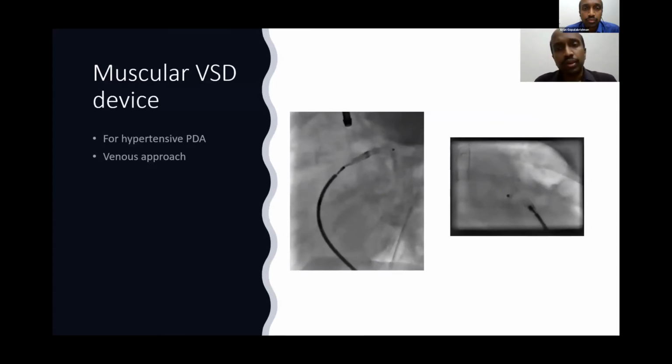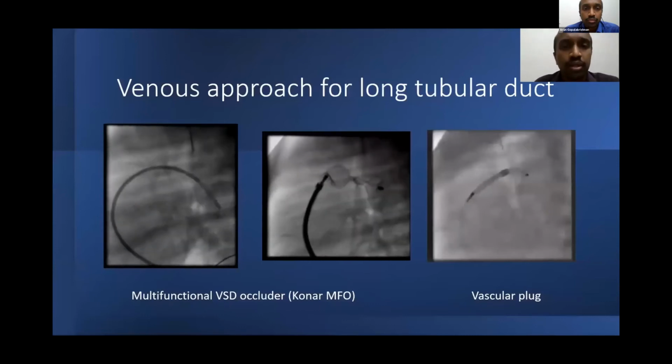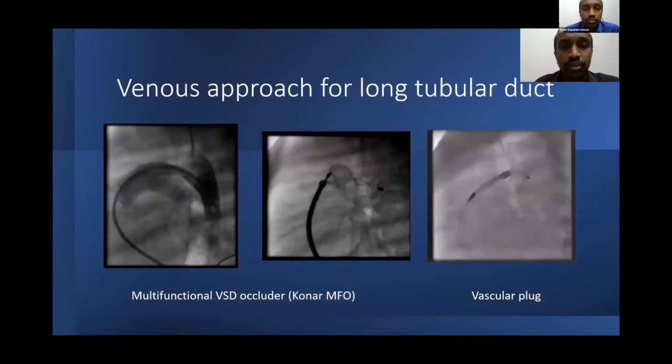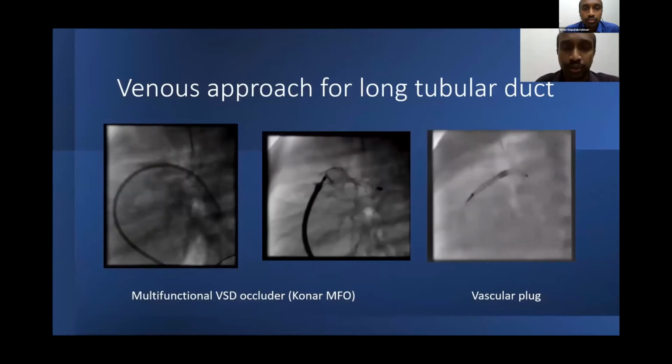Veins are more forgiving and larger devices can be more safely deployed from the venous approach, and the screw tends to remain on the pulmonary arterial side rather than the aortic side, which gives better control and less chance of thrombosis. For long tubular ducts, one can use the multifunctional VSD occluder or the Conar device, which has screws on either side, two discs and a waist. And vascular plugs can also be employed in this scenario.